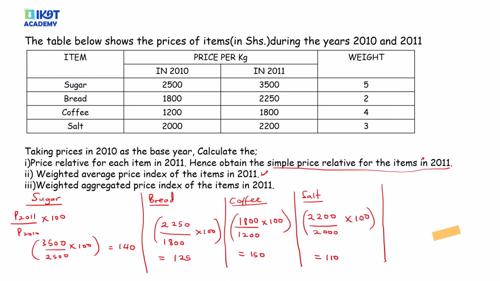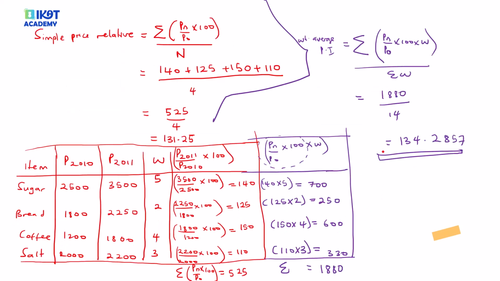Now the next part of the question was saying the weighted aggregate price index. Weighted aggregate, this is summation of Pn times W, or the summation of P0 W times 100. Now here we've run out of space, but you could actually add a column for Pn times W, that's P2011 times W, then P2010 times W, then you do the same. Here we don't have space, so let me create space.